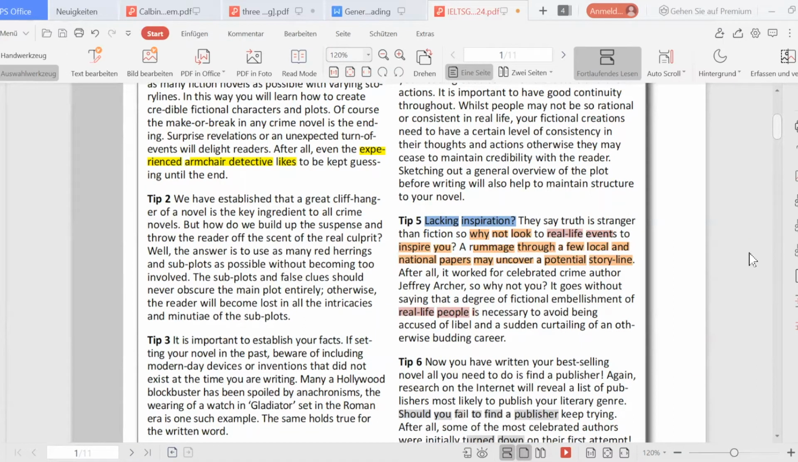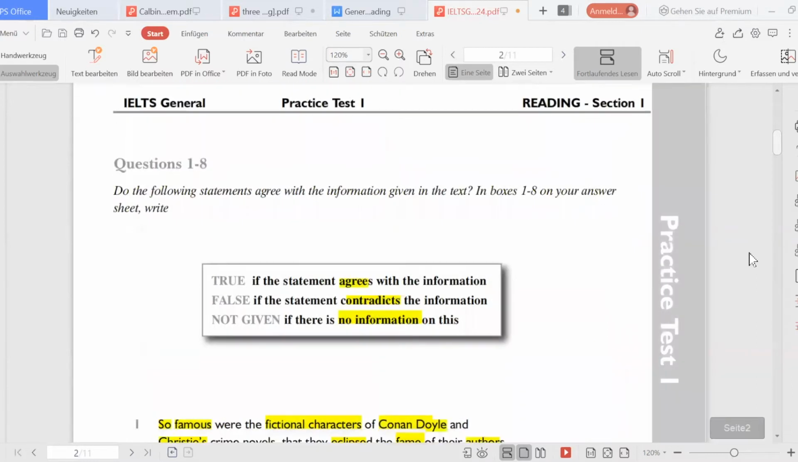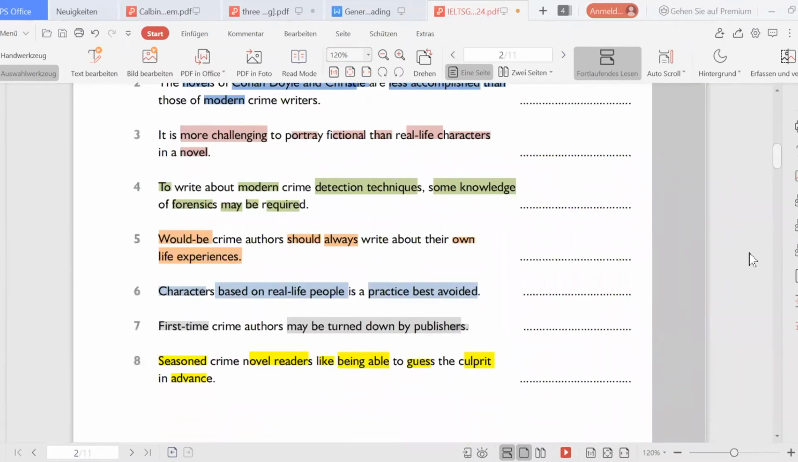All right. I had to take a few minutes to really analyze this well, but this is how you go about it. That's why I said the frequency adverbs are always keywords. So highlight them, and then you want to make sure that they fit the context. Okay. So it's only saying that in the case that you lack inspiration, you should look to real life events. However, the statement is saying that you should always write about your own life experiences. That is not correct, and that is wrong, okay?